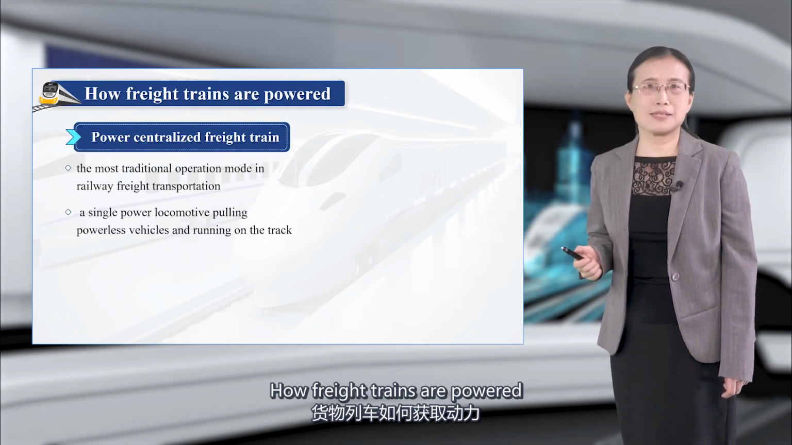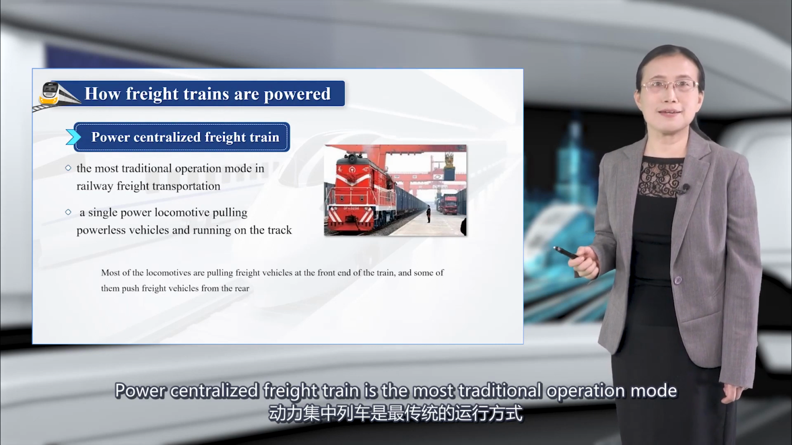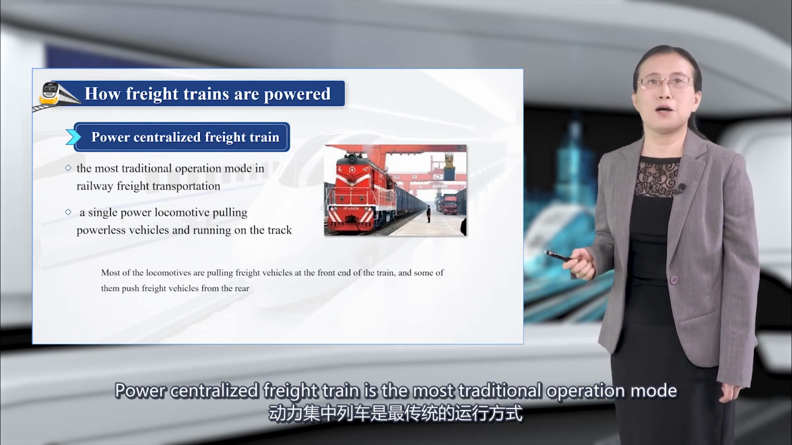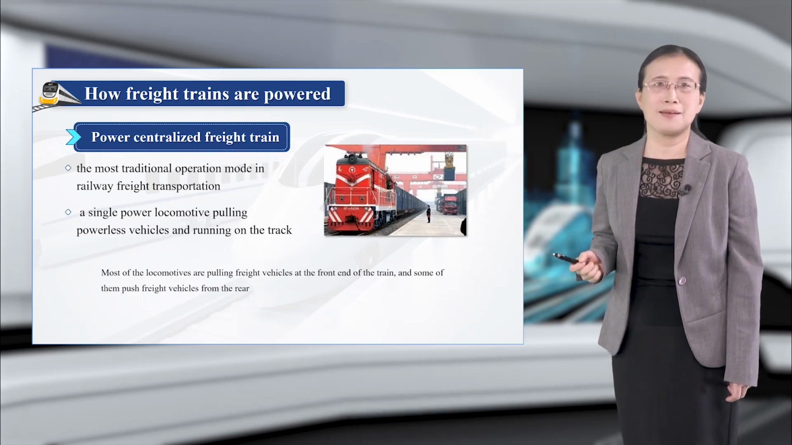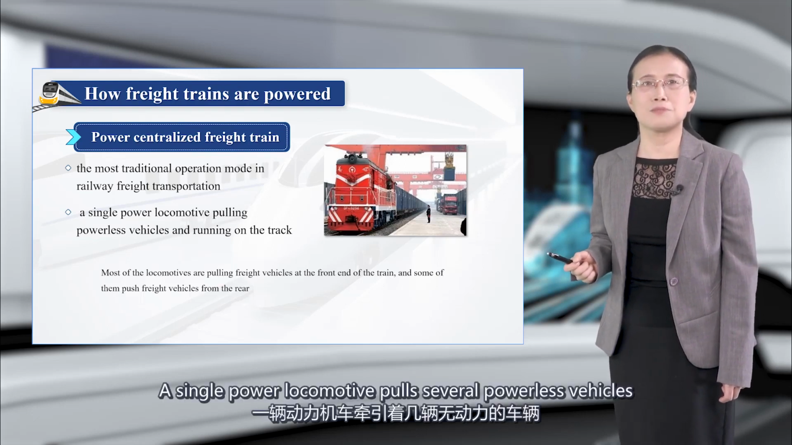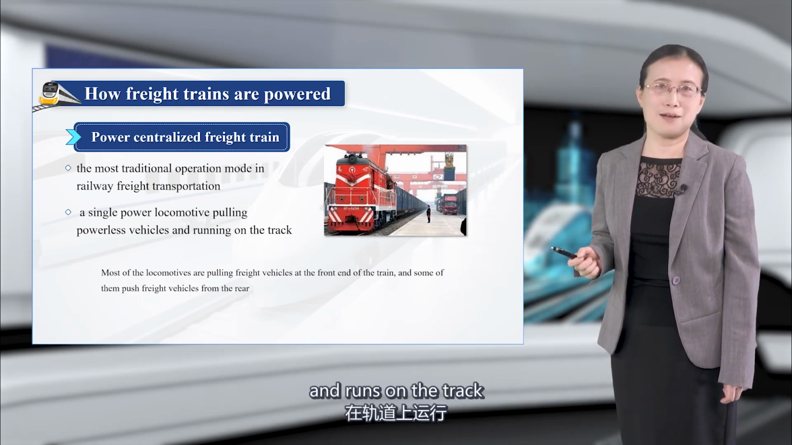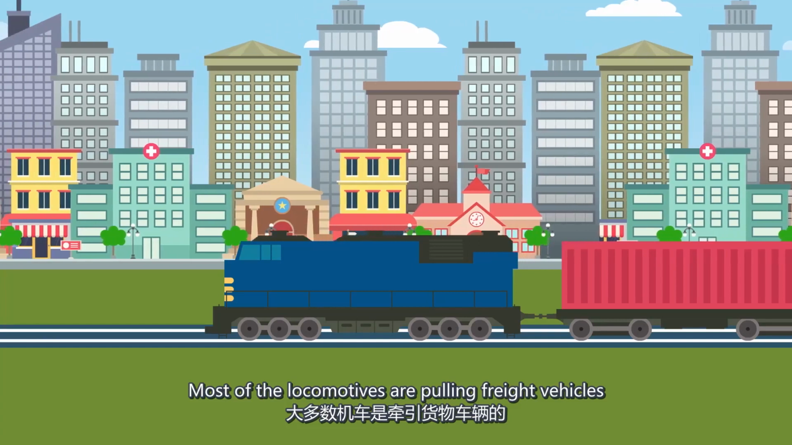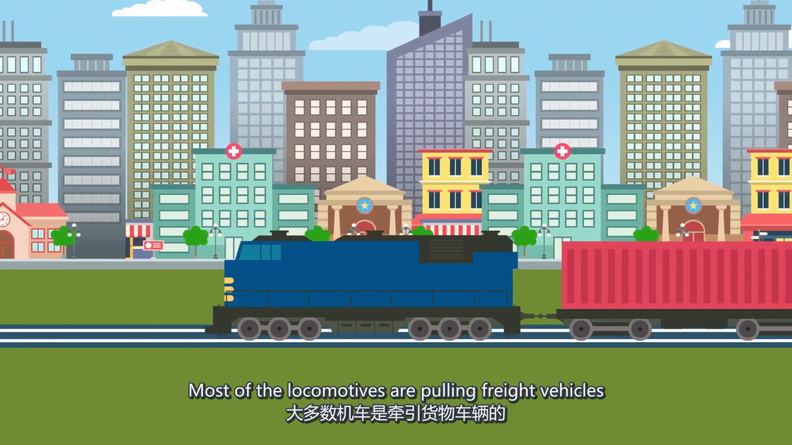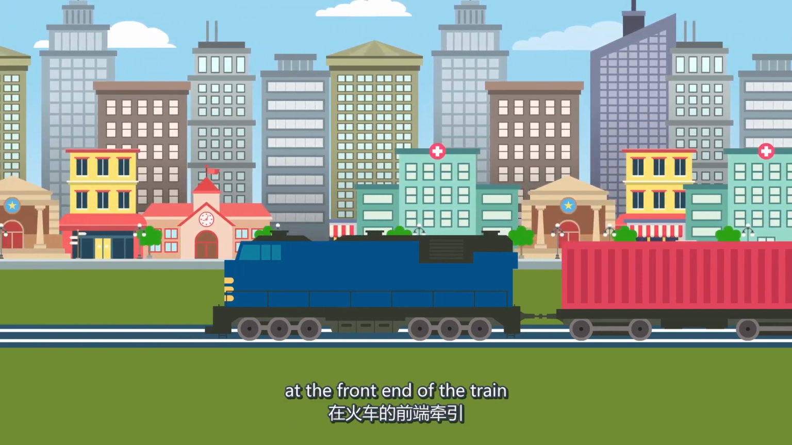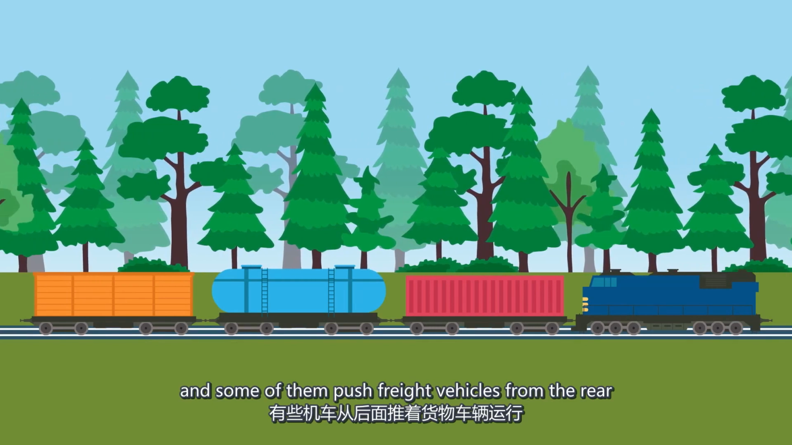How freight trains are powered. Power-centralized freight train is the most traditional operation mode in railway freight transportation. A single power locomotive pulls several powerless vehicles and runs on the track. Most of the locomotives are pulling freight vehicles at the front end of the train, and some of them push freight vehicles from the rear.